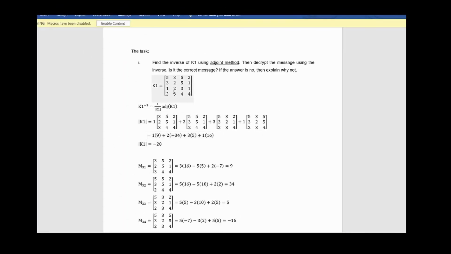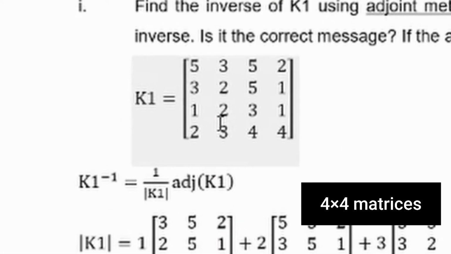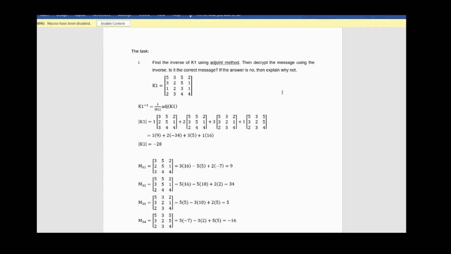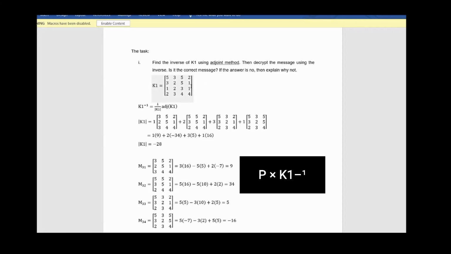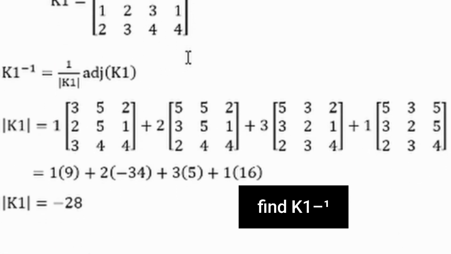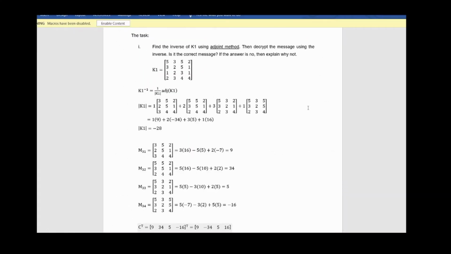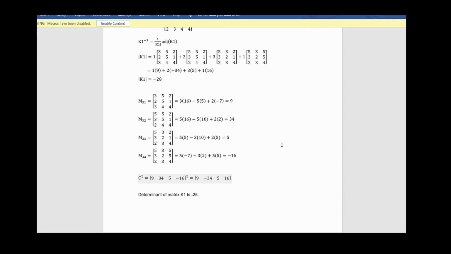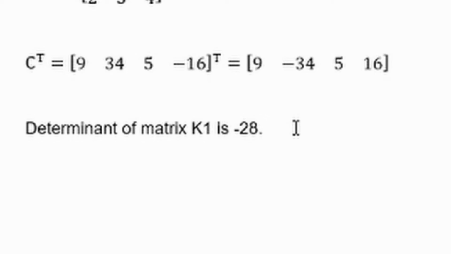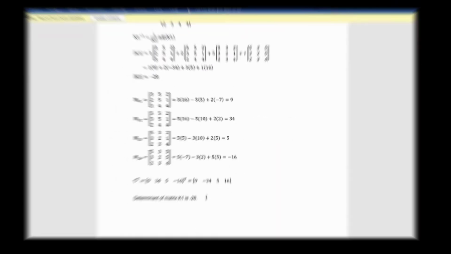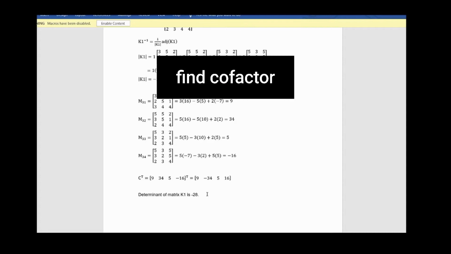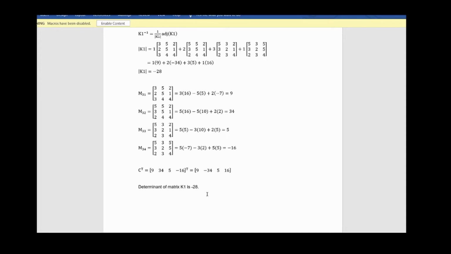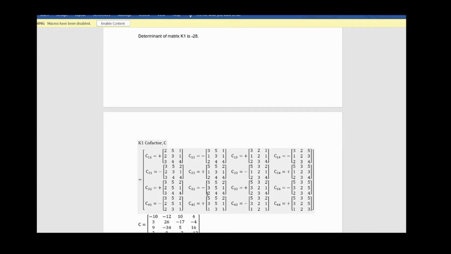As we can see here, K1 is a 4x4 matrix. To find the secret message, we must multiply P with the inverse of K. To find the inverse of K, we must know the value of the determinant and the cofactor. After we do the operation to find the determinant, we get negative 28, and we proceed to find the cofactor. The cofactor that we got is as shown on the screen.